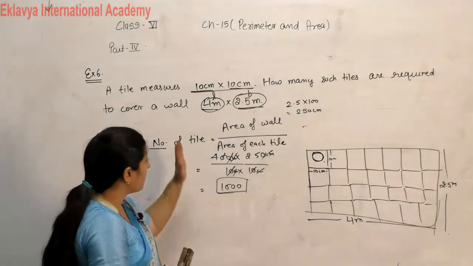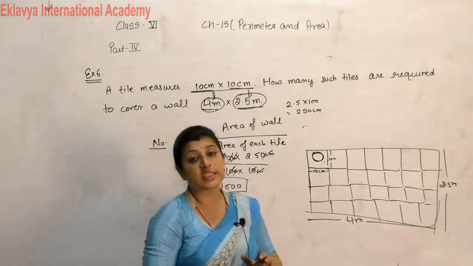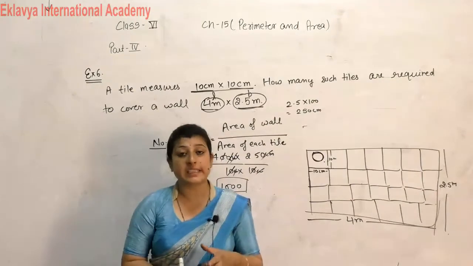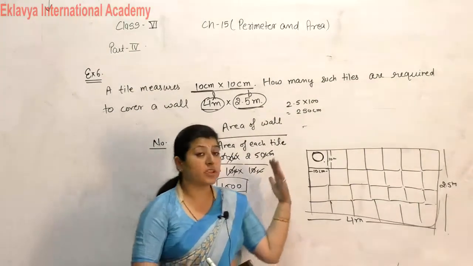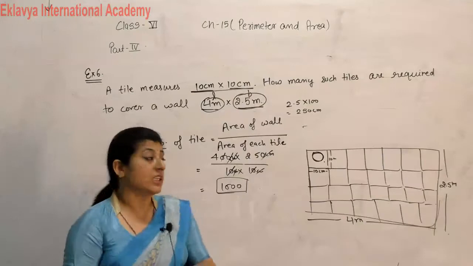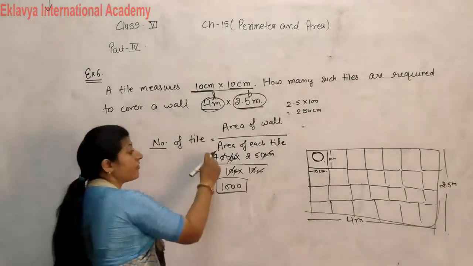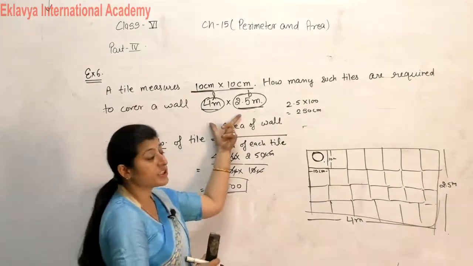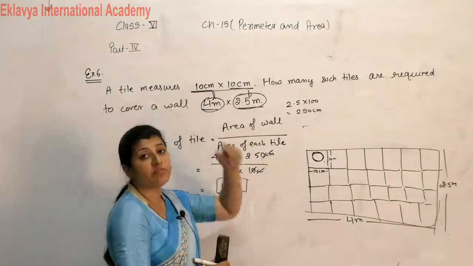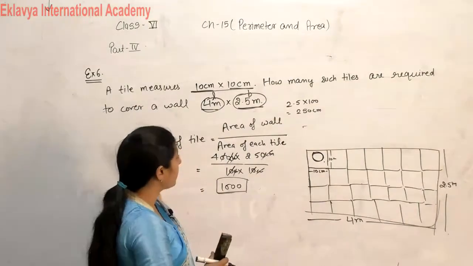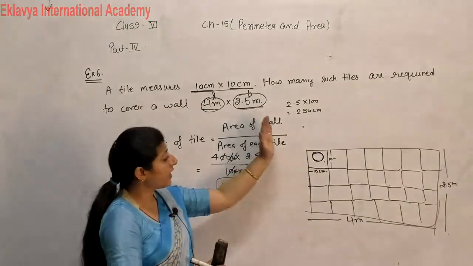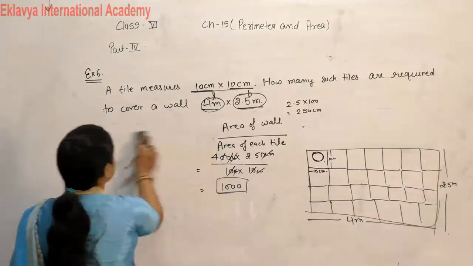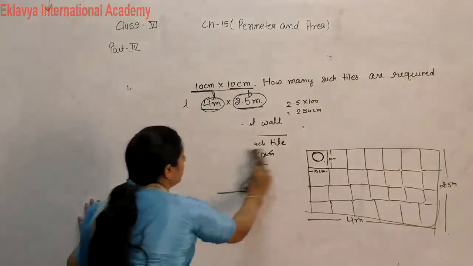So whenever we want to find these types of questions, see what the larger thing is, where you want to put something else. Then we find it by comparing these things. Here we want to put tiles on the wall. The dimensions of the wall and of the tile are given to you. So the formula becomes: number of tiles is equal to area of wall divided by area of each tile. Okay, let's see the next example.